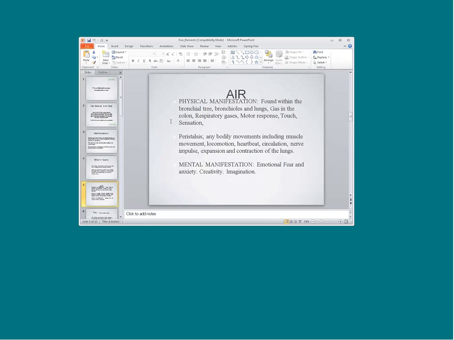So manifestations of air. It's found physically within the bronchial tree, within the bronchioles and the lungs. It's found in the gas in the colon, in the respiratory gases, in motor response, touch, and sensation. In peristalsis, any bodily movements, including muscle movement, locomotion, heartbeat, circulation, nerve impulse, the expansion and contraction of the lungs. Mental manifestation of air is emotional fear and anxiety, and also creativity, imagination.